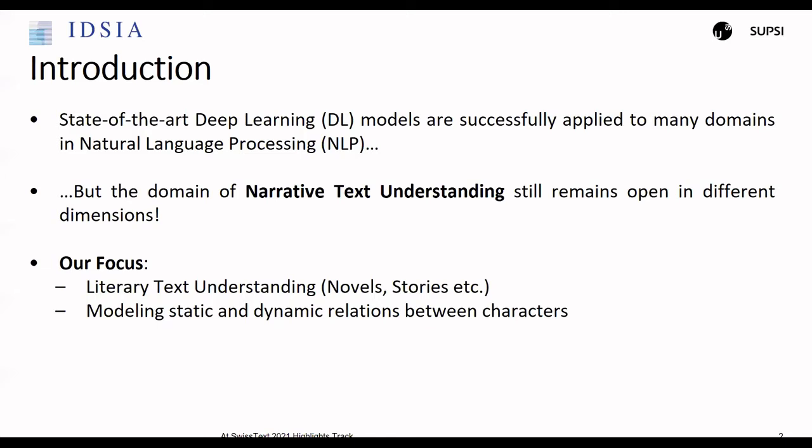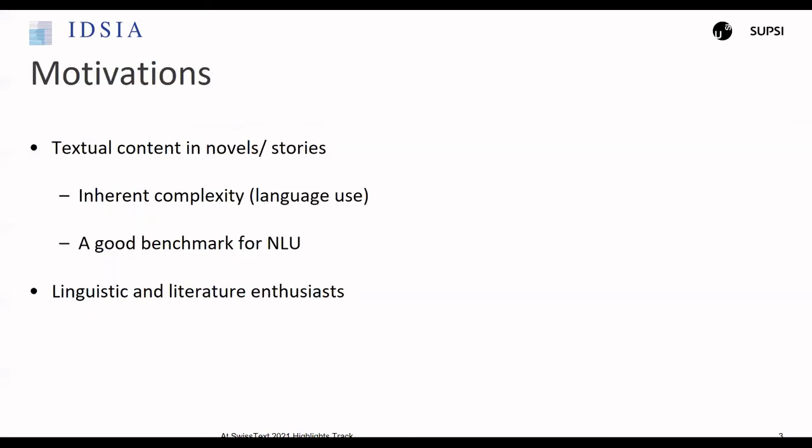What was our motivation behind focusing specifically on the literary text domain? One is the textual content in novels and stories. If you think about it, it has its own inherent complexity: different writing styles, different types of language, specialized phrases, and neologisms, where authors introduce new words. In general, it's difficult to tackle such complexity of language, so it's also a good benchmark for natural language understanding tasks.